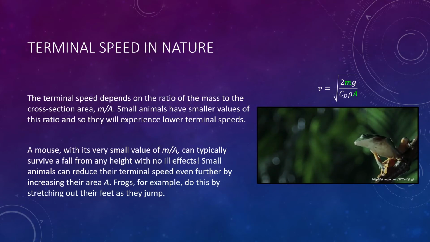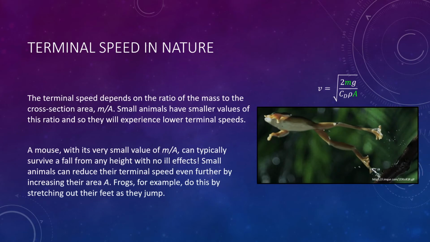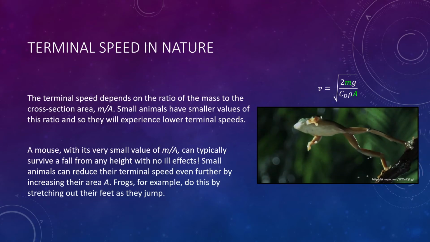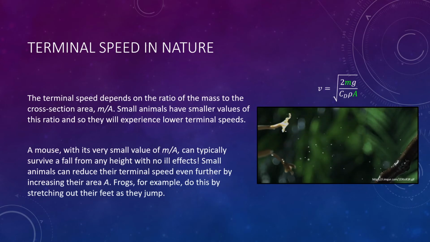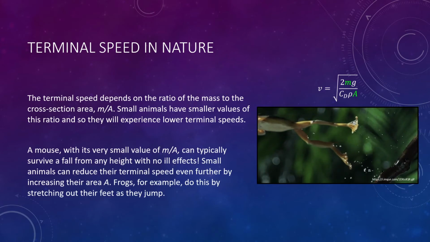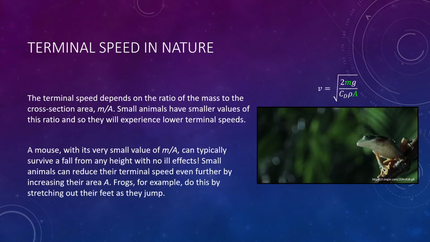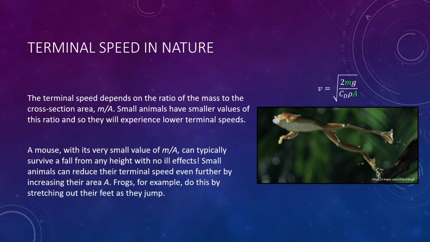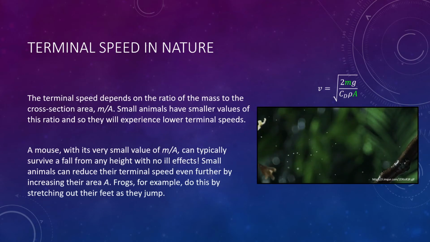Now, some animals can also reduce their terminal speed even further, right? By increasing their area. In other words, increasing the amount of drag that they would experience. And so that's typically what you're seeing when a frog jumps, it spreads its legs all the way out, or even a cat does it sometimes. You're seeing the animal using the concept of terminal speed and drag, but without, presumably, knowing anything about the physics behind it. So I just think that's fascinating.